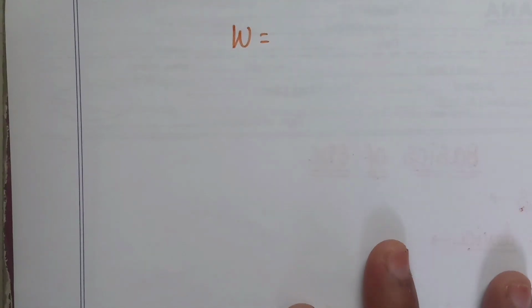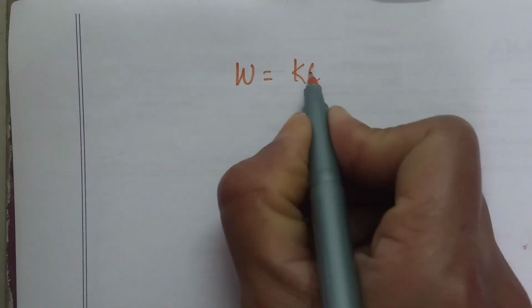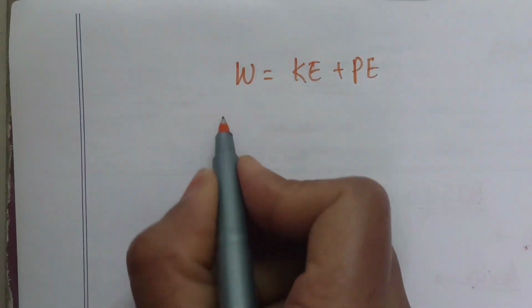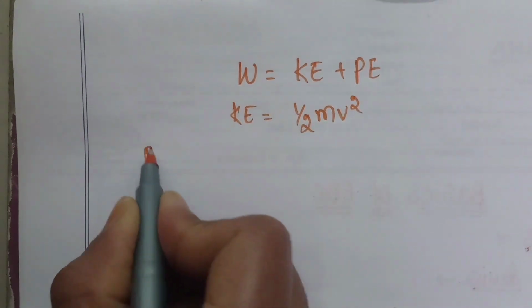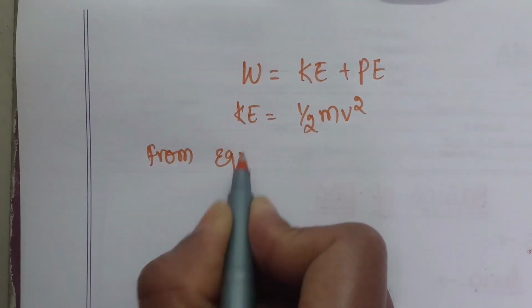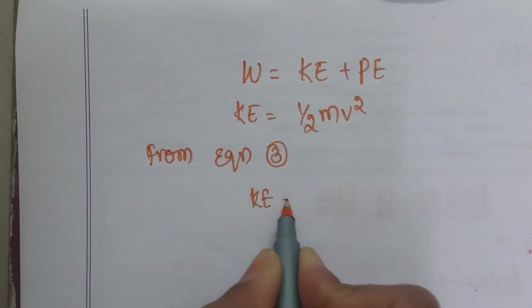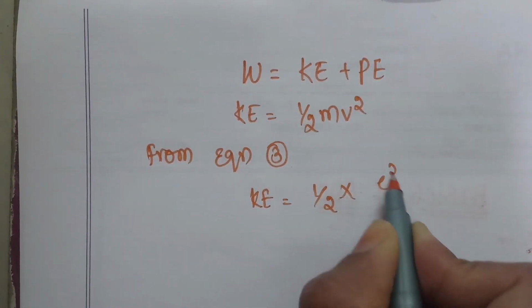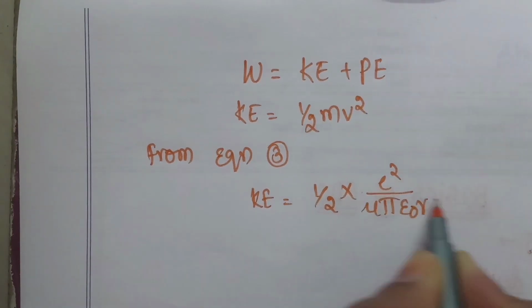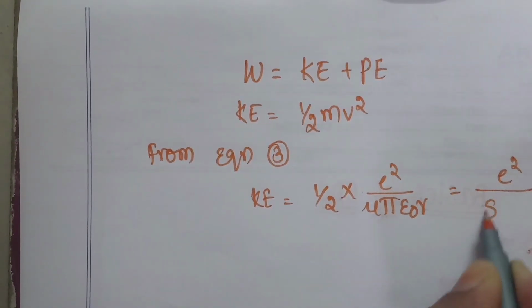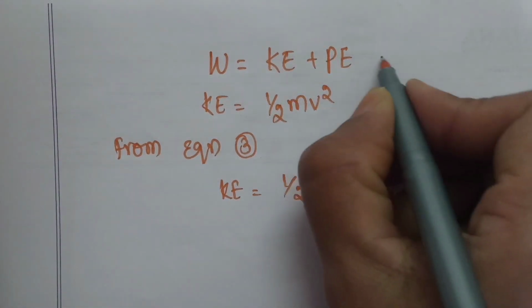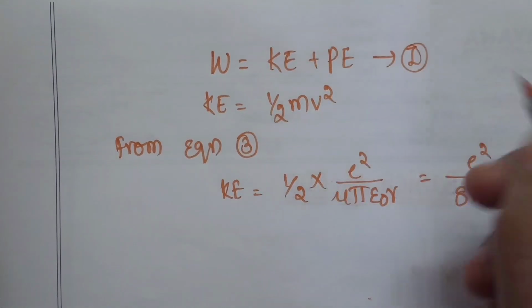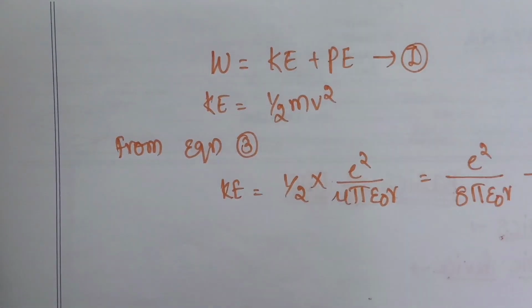According to the law of conservation of energy, the total energy W must be equal to kinetic energy plus potential energy, and kinetic energy is equal to half mv square. So from equation number 3, we have mv square is equal to E square by 4 pi epsilon naught r. So we get kinetic energy is equal to E square by 8 pi epsilon naught r. Consider this as equation number 4.